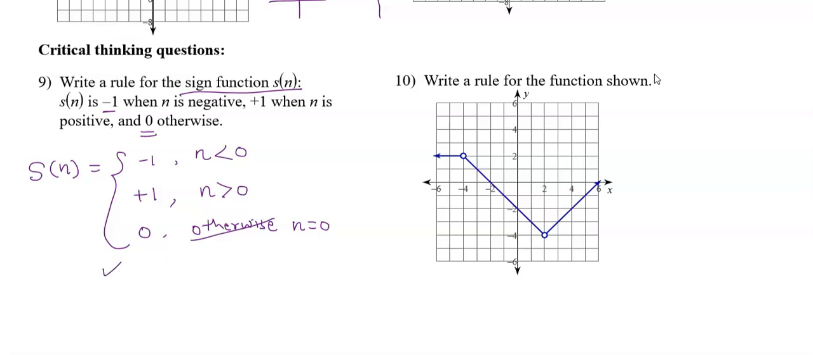Write a rule for the function shown. So in this function, guys, under different conditions we have to define each function. Please tell me this line, what is the equation of this line, guys? The equation of this line is y equal to 2. We'll just find the equations first. Then I am asking the equation of this part, the equation of this line.